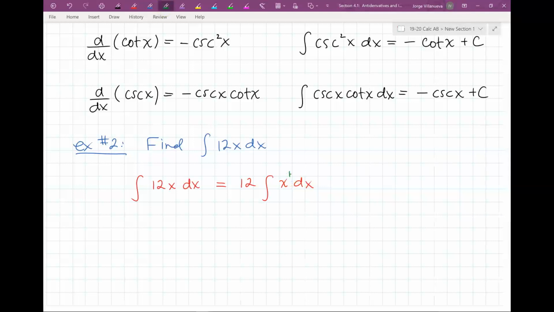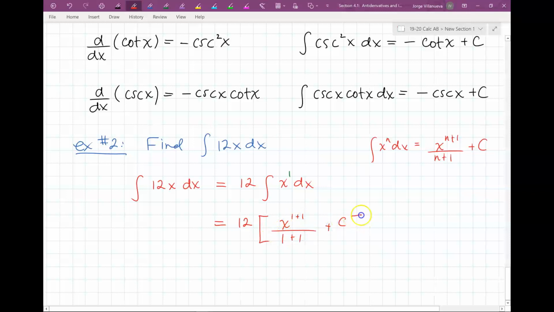Now I do want to remind myself that the power on that x is a 1. So I'm going to use the power rule on the integral of x to the first. In other words, that's like x to the n, right? So this is going to be 12 times. According to the power rule, I'll write it up here: x to the n dx will be x to the n plus 1 over n plus 1 plus c. Okay, that's the power rule. So that power, x to the first, is going to become x to the 1 plus 1 divided by the new power, 1 plus 1, then plus c.